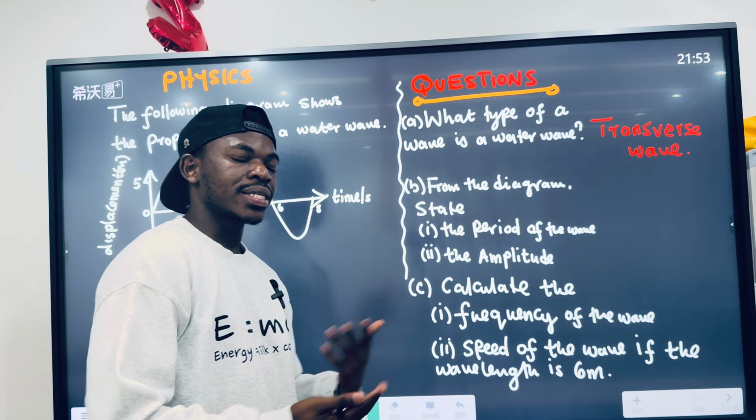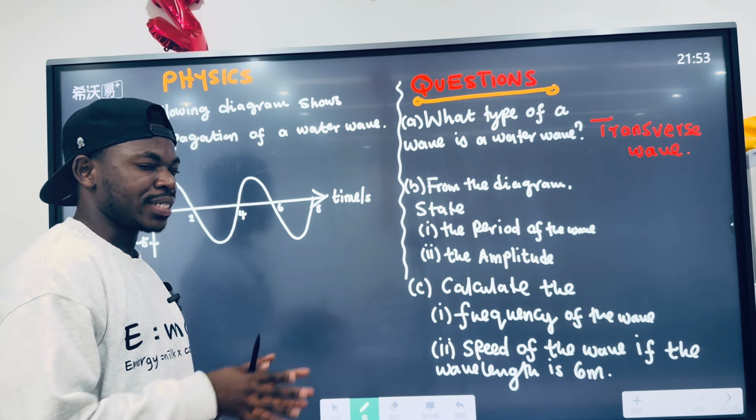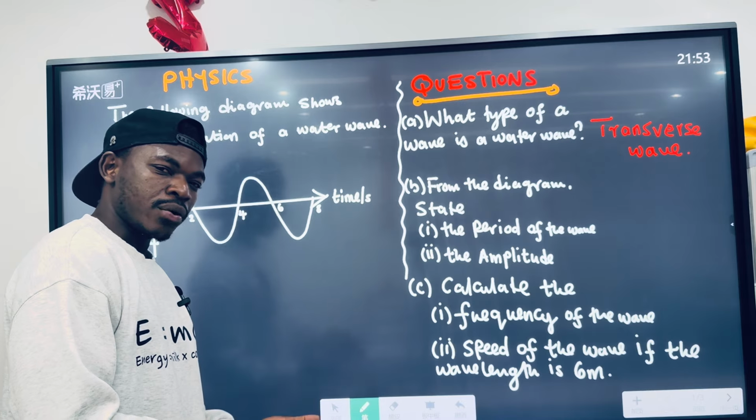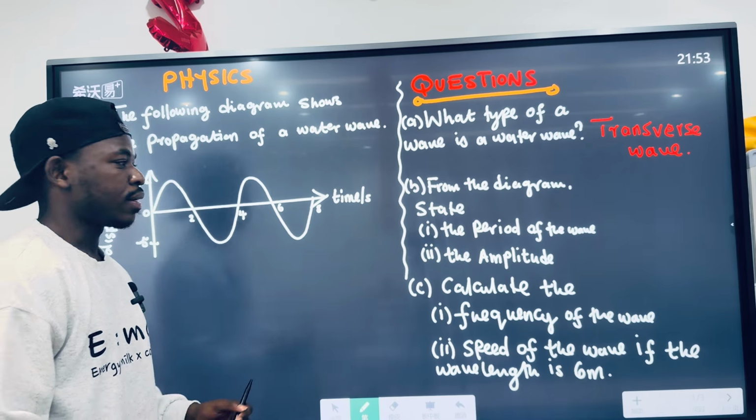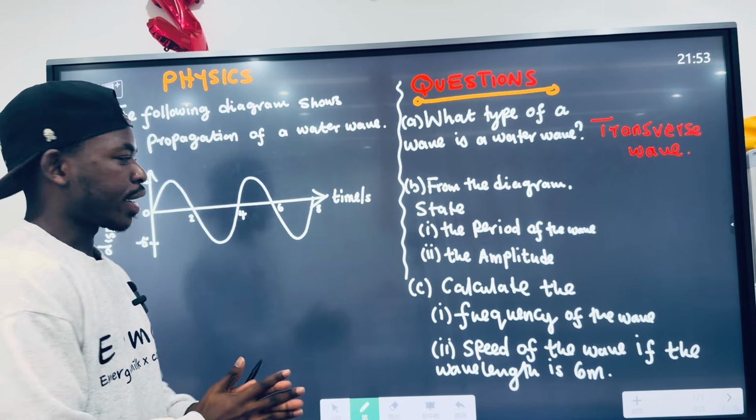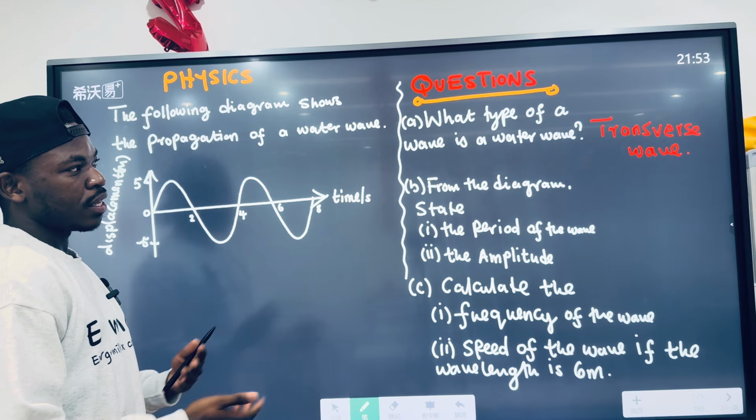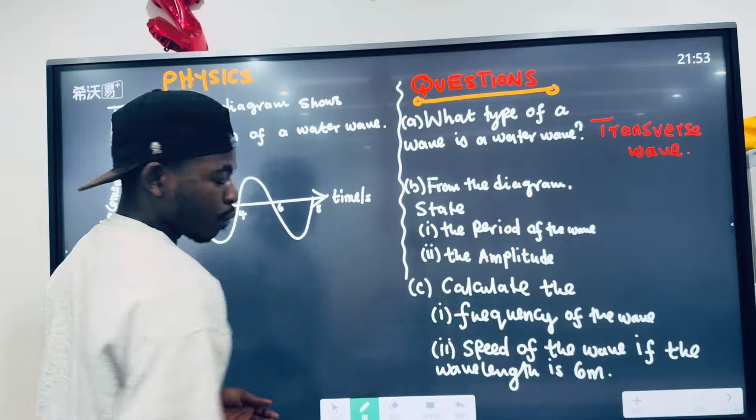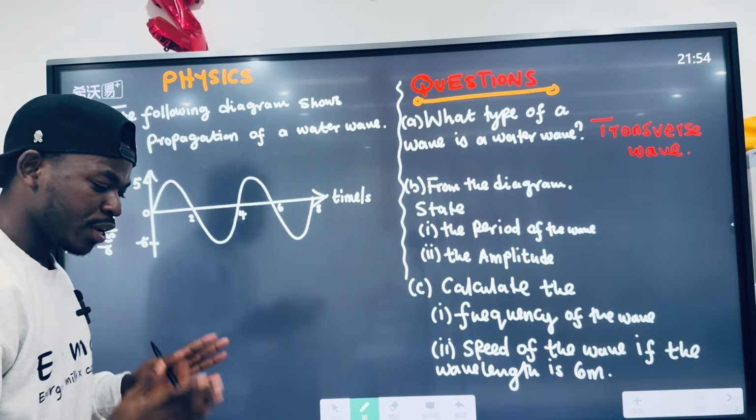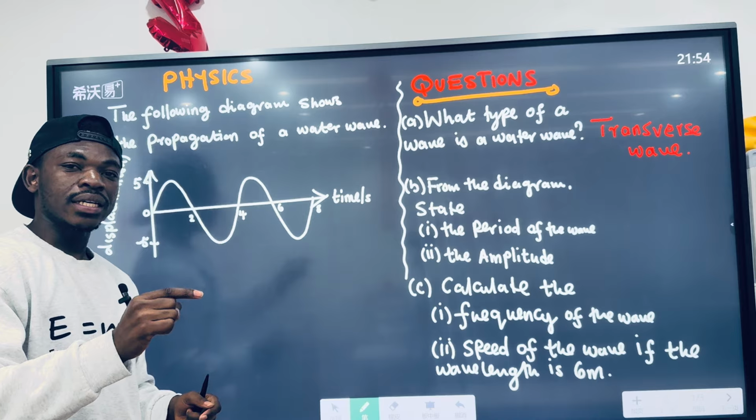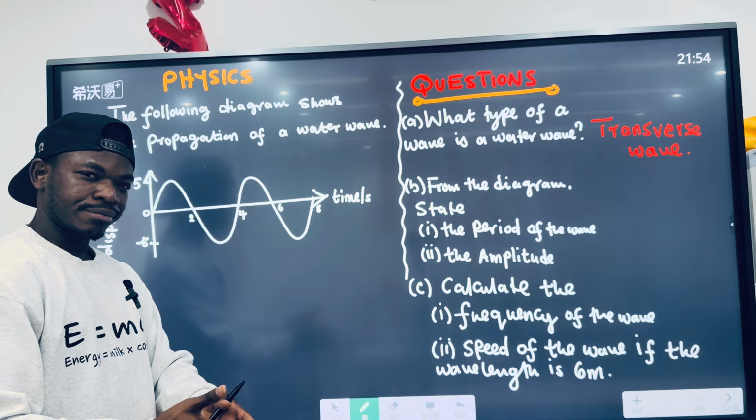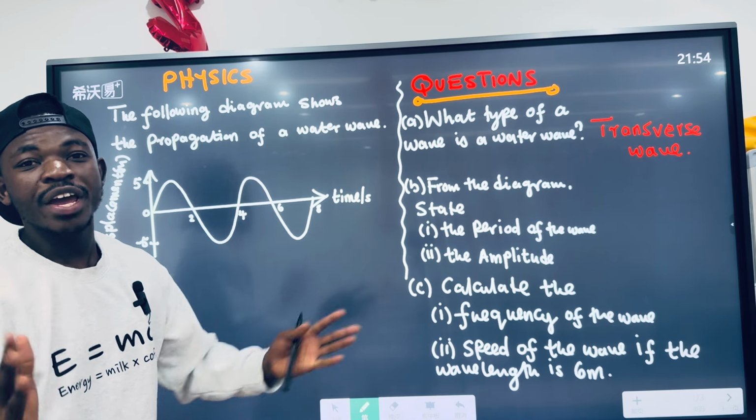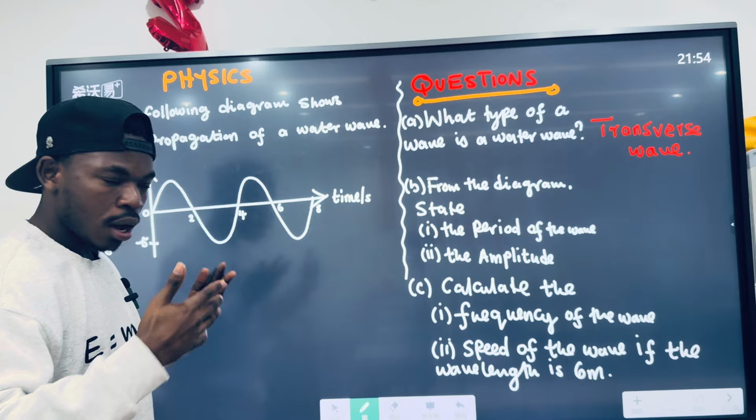When we discuss waves, we have terms that are associated with waves. We hear things like period, the frequency, the amplitude, the wavelength, particles that are in phase, wavefront. We'll try to explain these as we discuss these questions together. So from the diagram, state the period of the wave. The period of the wave is simply the time taken to make one complete vibration. That time it takes to make one complete wave is what we call the period of the wave.